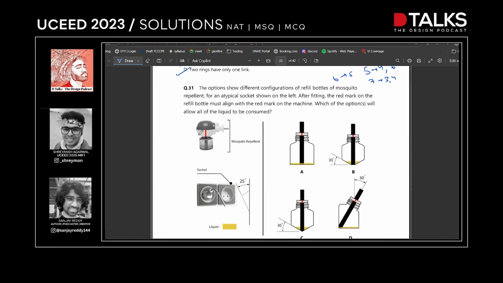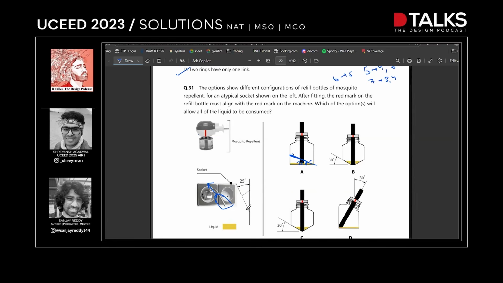So the bottle will be somewhat like this, facing like this, and it will be tilted by 25 degrees. So let's take option A for an example. Instead of the level being like this, the level would be something like this, right? And this angle would be 25 degrees.